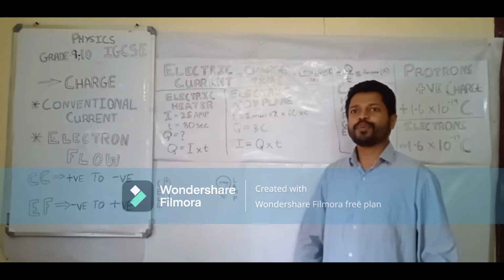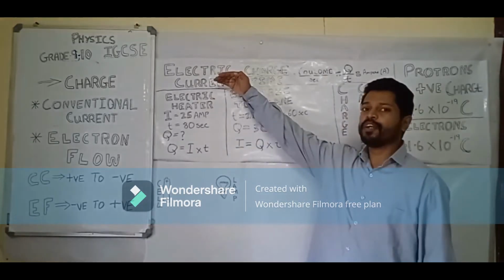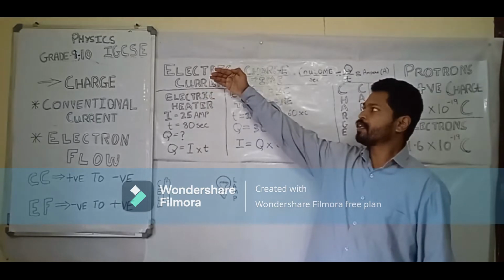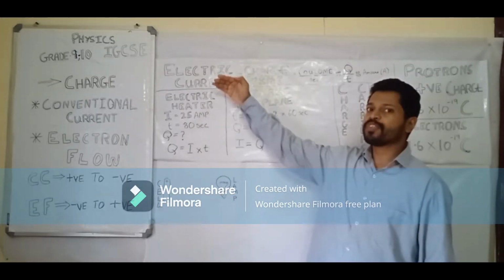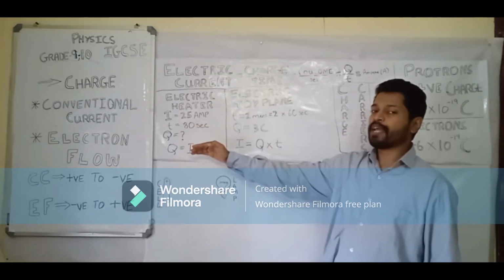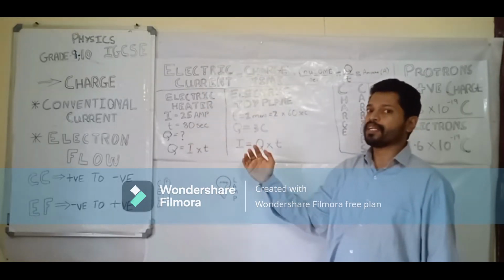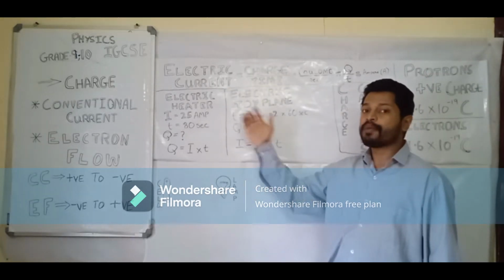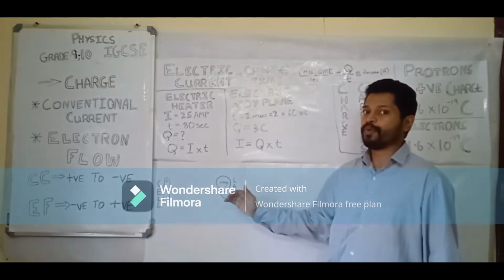So what is electric current? We can easily compare it with water flow. When water flows from a higher level to a lower level, it flows from a higher potential to a lower potential. So here the water flow can be compared to an electric current. Electric current also flows from a higher potential to a lower potential.